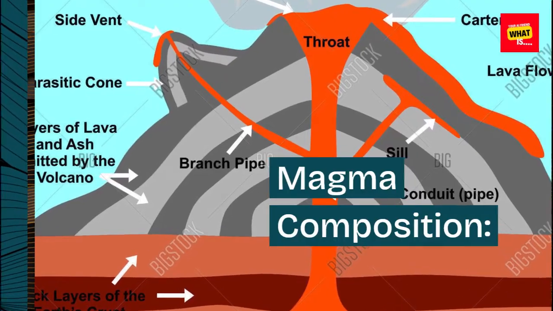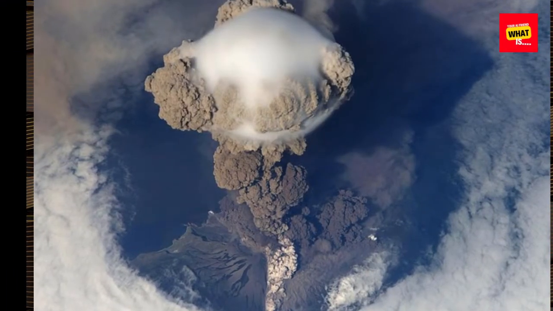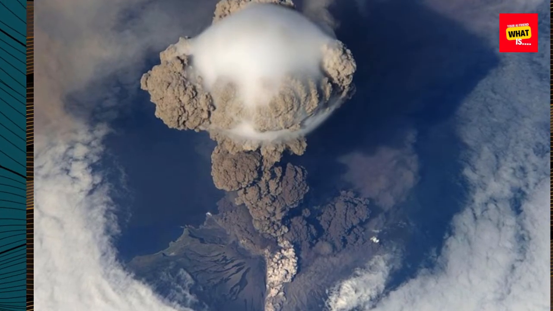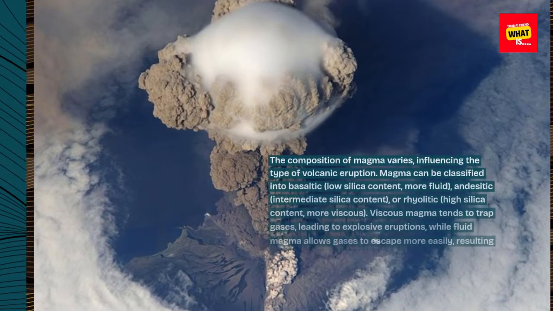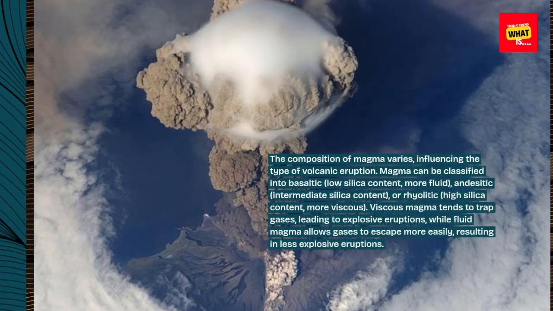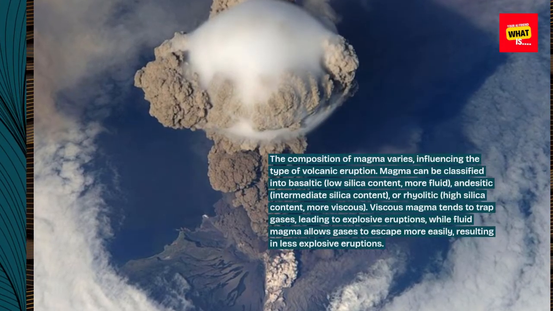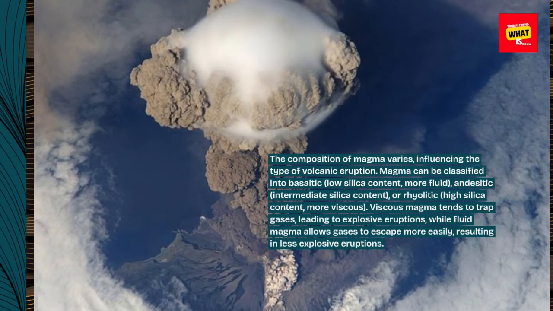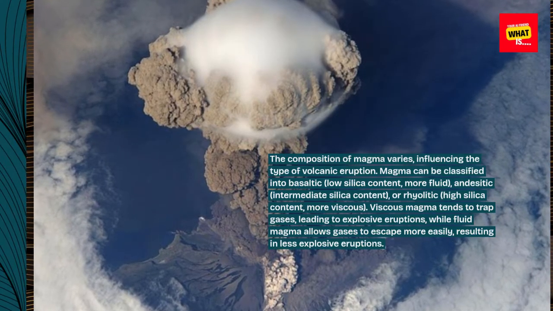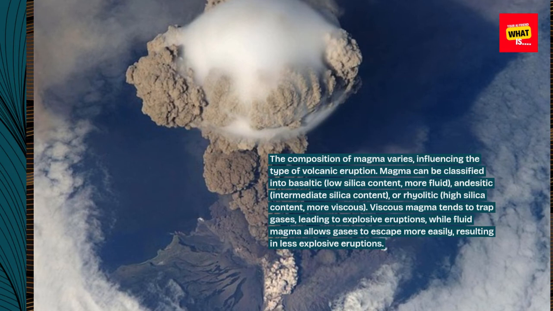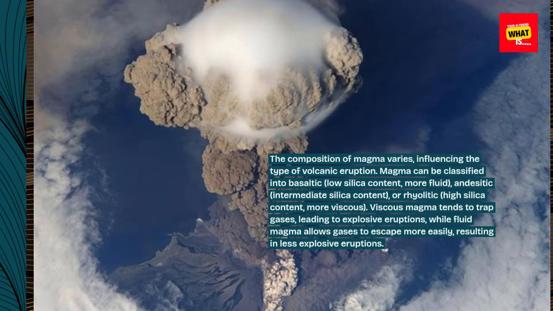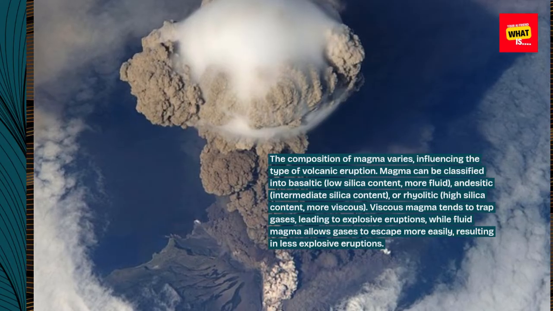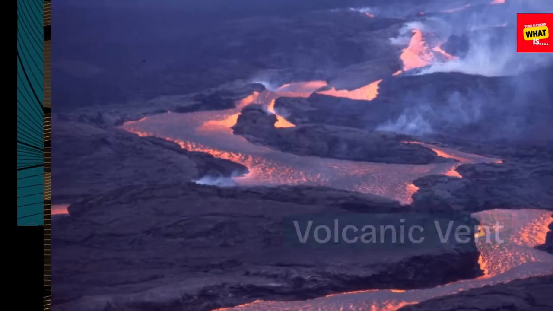Magma composition. The composition of magma varies, influencing the type of volcanic eruption. Magma can be classified into basaltic, low silica content, more fluid, and acidic, intermediate silica content, or rhyolitic, high silica content, more viscous. Viscous magma tends to trap gases, leading to explosive eruptions, while fluid magma allows gases to escape more easily, resulting in less explosive eruptions.